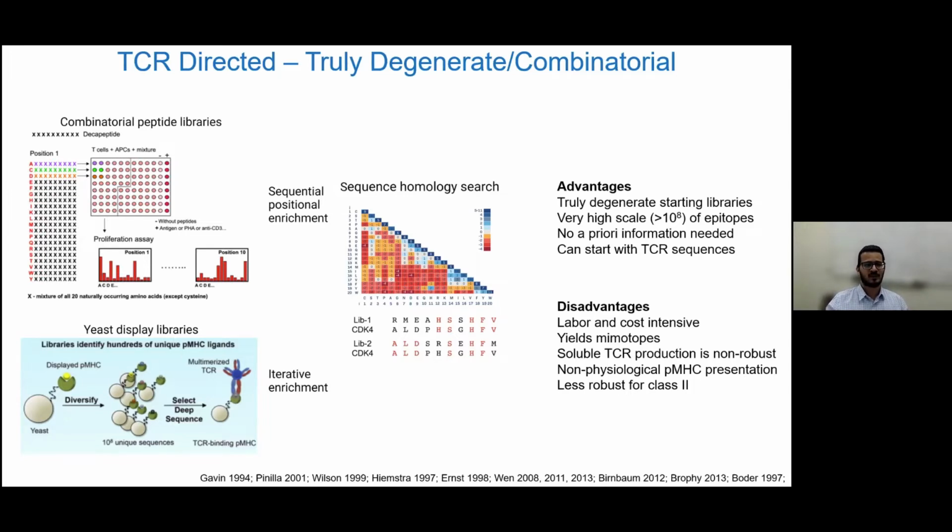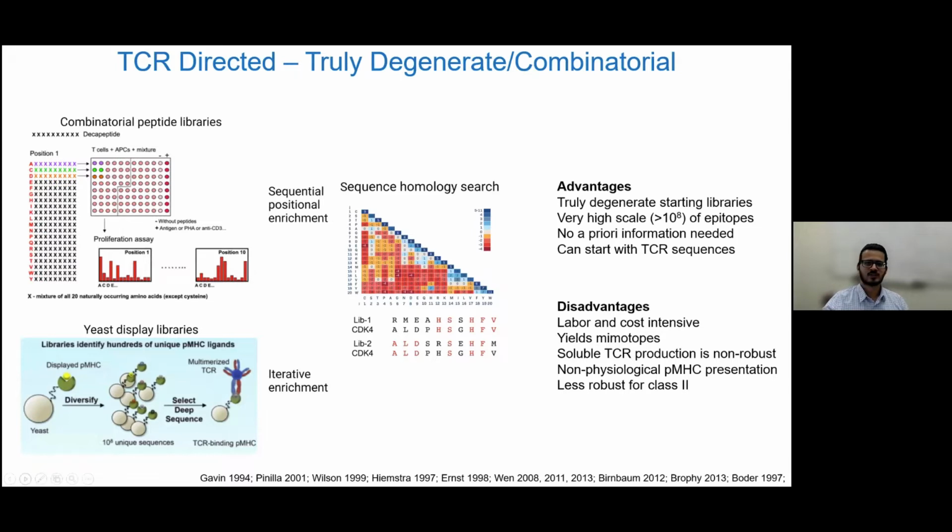However, they're quite labor intensive and cost intensive. And as I said, they often don't yield the exact epitopes, but rather yield what are called mimotopes, which you would then need to look for the biological equivalence of. They often rely, particularly yeast display libraries, on soluble TCR production, which is highly non-robust. And because in these the peptide MHC complexes are actually displayed on the surface of yeast, they're non-physiological, because they're not in their setting of being presented on the cell. And typically, these methods are less robust for class 2 MHC restricted antigens.